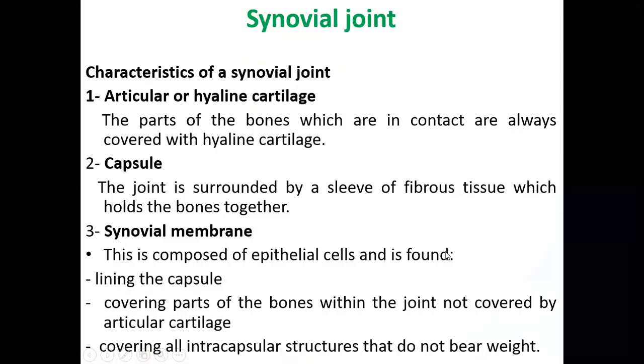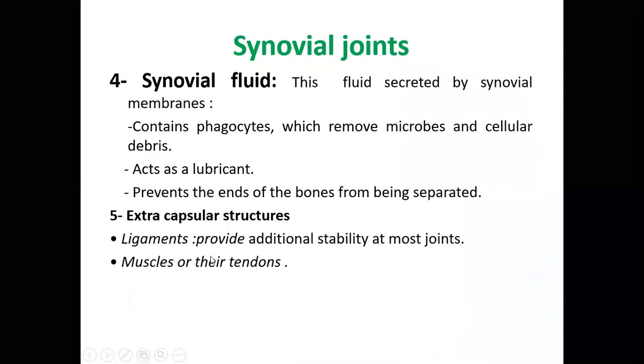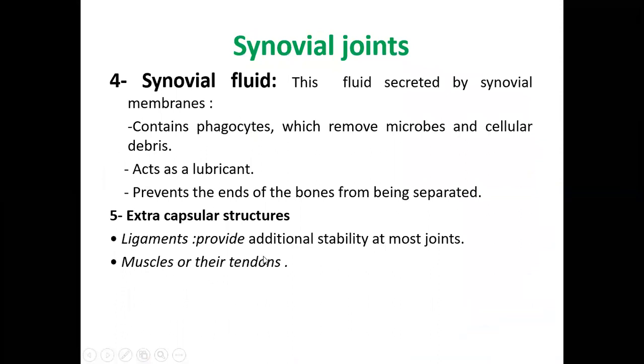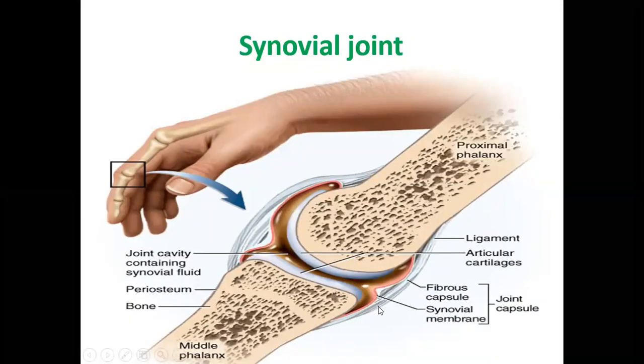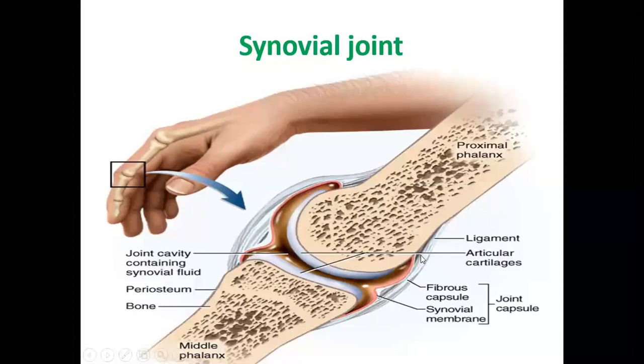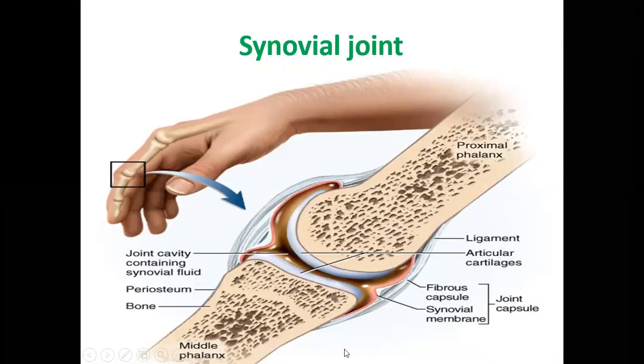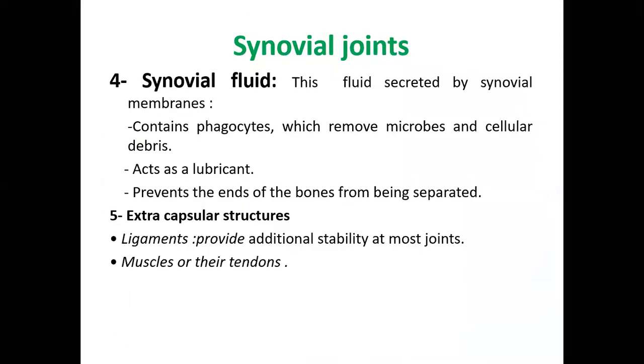So these are called ligaments. And the muscles, with their tendons, also will be outside the capsule. Always remember, it is not inside. The ligament is outside the capsule as well as the muscles are outside. This is the capsule here. So outside the capsule are the ligaments as well as the muscles. These are called extracapsular structures.